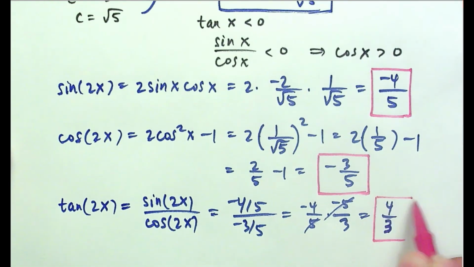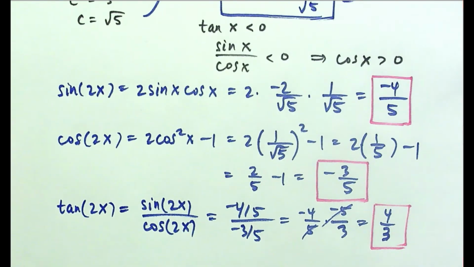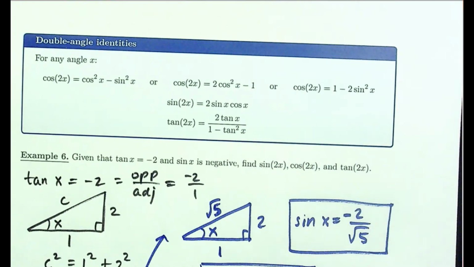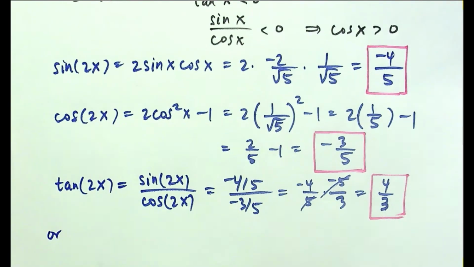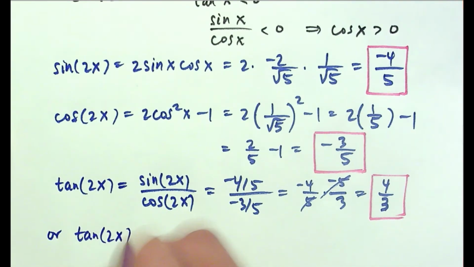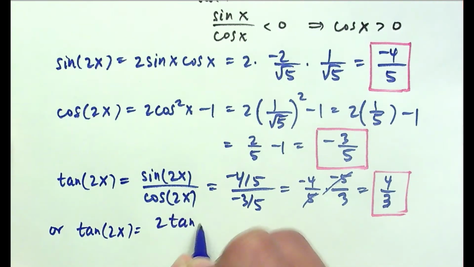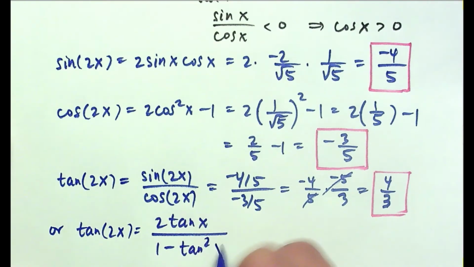But there's another way of doing the very last one, tangent of 2x, because we could have used this formula instead. If we use this formula, we get the correct answer as well. So let's just do it. Okay, we don't have to, but that's another way we could have done this. Using that formula for the double angle, it would be 2 tangent of x, over 1 minus tangent squared of x.